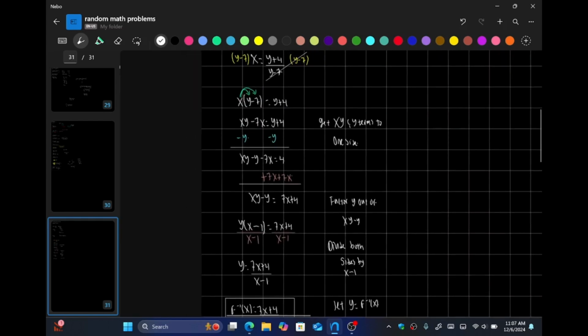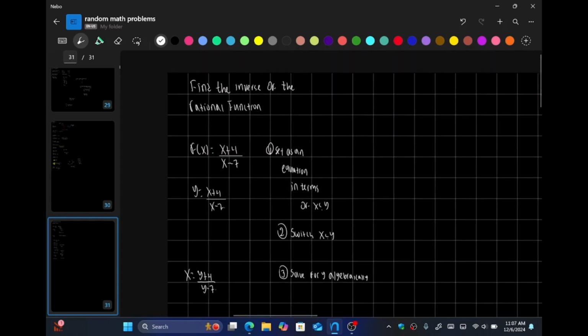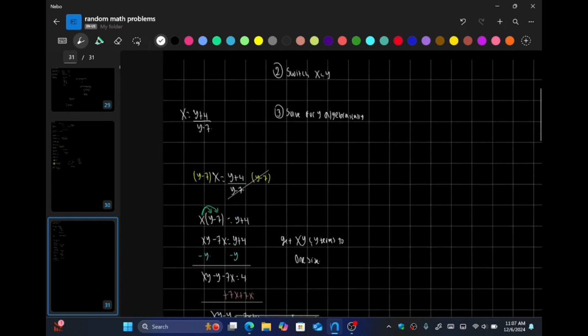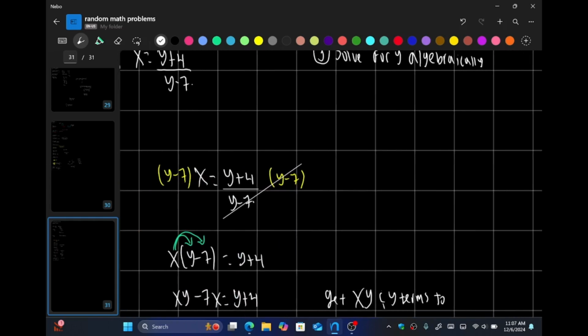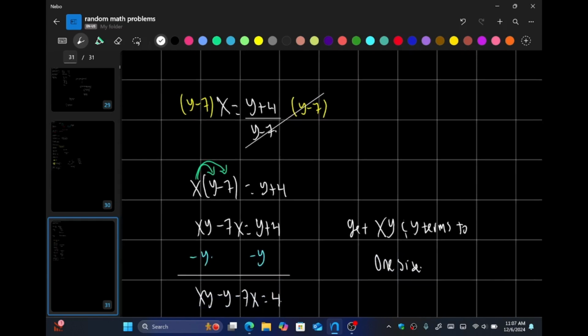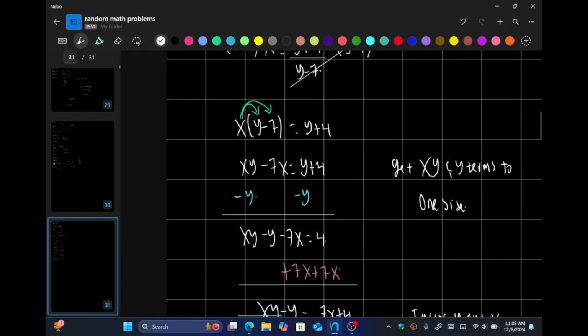Again, this was a pretty quick problem. If I am going a little fast, let me know, but if y'all need to rewind a little bit, please do so. So it's pretty straightforward. We just went ahead and multiplied y minus 7 on both sides. We got x times y minus 7 equals y plus 4. We crossed this out over here. And then we distributed the x, so xy minus 7x equals y plus 4.